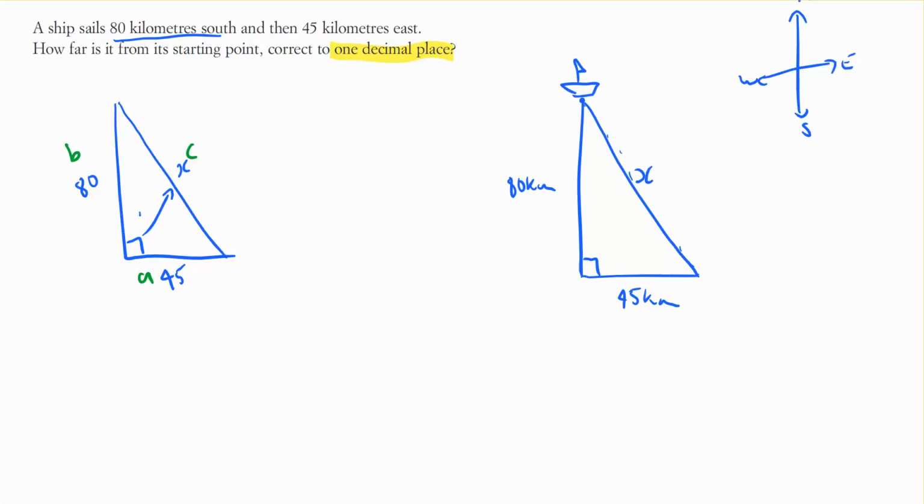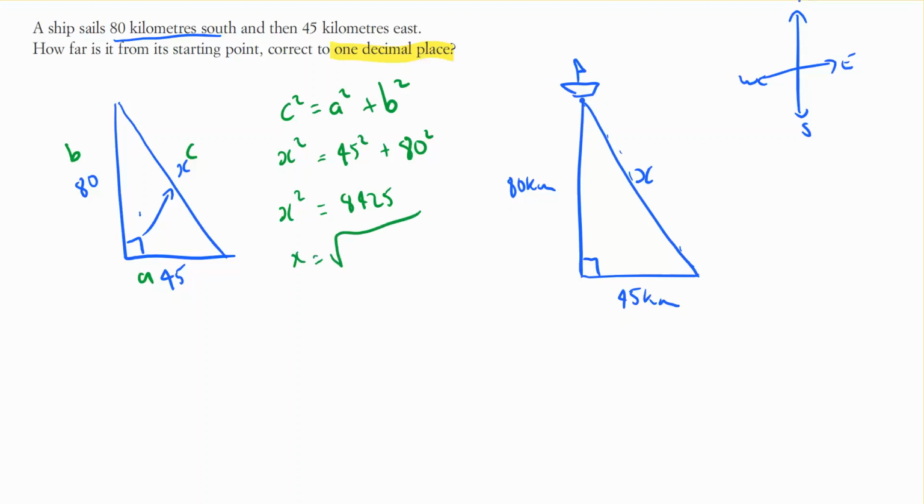So we know Pythagoras for finding the hypotenuse is c squared equals a squared plus b squared. C is x, A is 45 squared, B is 80 squared. We have x squared equals 8,425. x will equal the square root of 8,425.